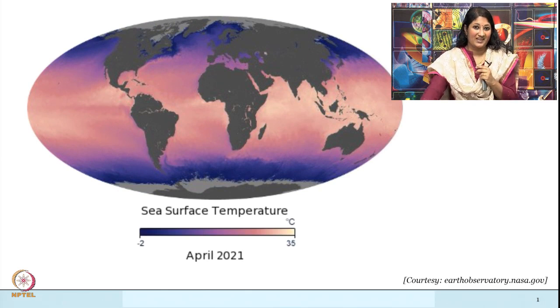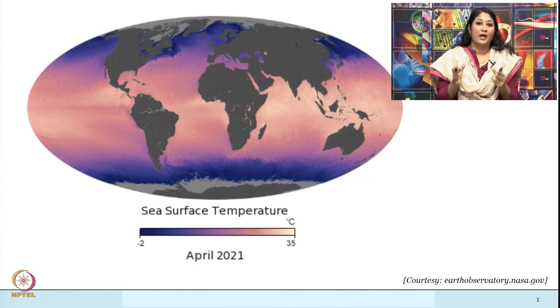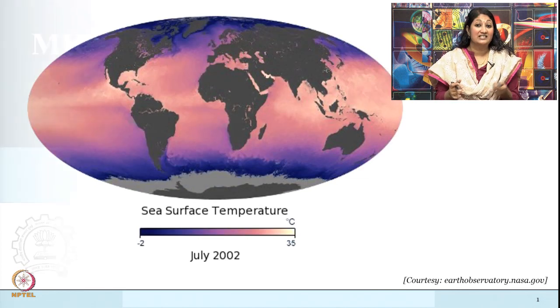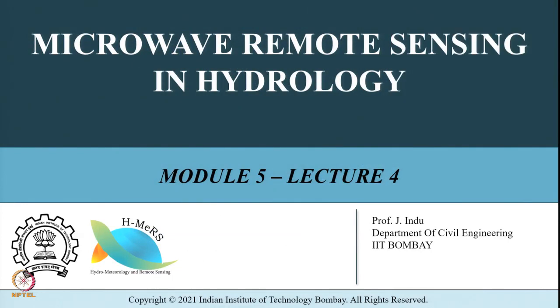Now you may be wondering, why am I showing you this video and why are we discussing sea surface temperature? Because sea surface temperature is a key variable that is obtained by passive microwave remote sensing by satellite radiometers. So, with this background, let me welcome you to the fourth lecture of the fifth module, wherein we shall learn the principles of measuring sea surface temperature, abbreviated as SST, and soil moisture, and of course, a few other variables like ocean winds and sea ice, etc., all using passive microwave remote sensing.